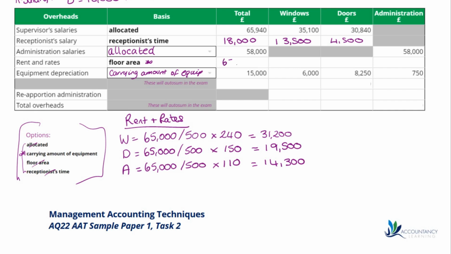So we can now fill in the boxes. 65,000 is our total rent and rates, and we're going to give 31,200 to windows, 19,500 to doors, and 14,300 to administration. Now in the exam, the totals in this row here will auto sum. So just for completeness, I'm now going to write in the totals that would be showing in your exam question.